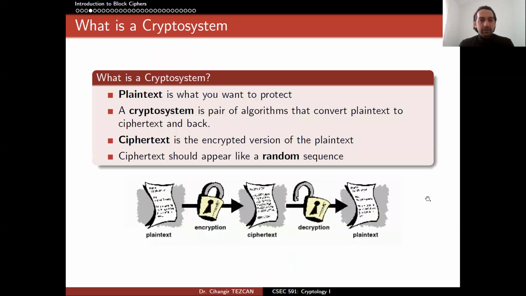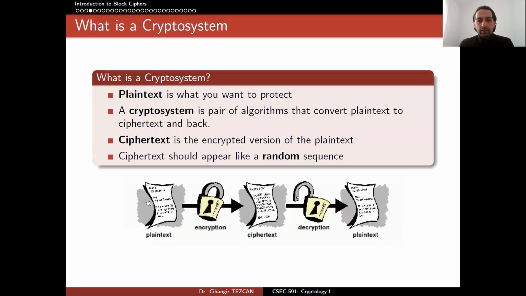So let's start with what a cipher or a crypto system is. Plaintext is what you want to protect. It can be a file on your computer, it can be an SMS message that you are sending, or maybe it is this video that I'm going to send you, but in an encrypted way. I don't want people to see this plaintext.